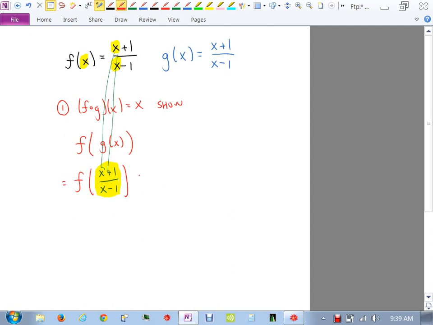This is going to be kind of complicated looking. I'm going to have x plus 1 over x minus 1, but then that whole thing plus 1, then divided by x minus 1 over x plus 1, but then minus 1. So that's what it looks like when you take that g function and plug it into the f function.